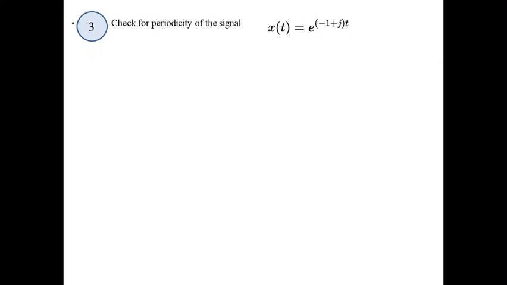Moving on to one more example, check for periodicity of the signal x of t equal to e power of minus 1 plus j into t. Pause the video and take a moment to analyze what this type of signal is.